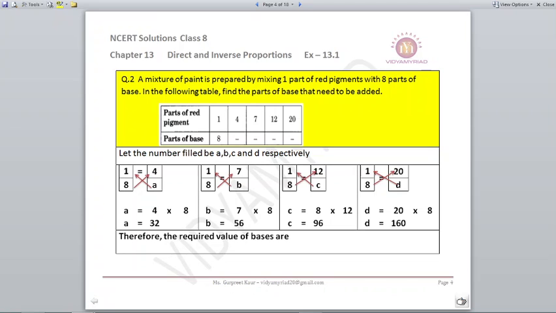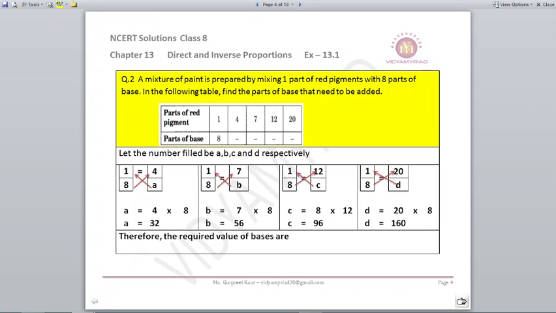So what we are going to do is, thinking that this is a direct proportion case, it means that when the pigment parts increase, the base parts will also increase. We will find all these with the help of cross multiplication by writing it in fraction form. That is, 1 upon 8 is equal to 4 upon a. Let all the blanks be a, b, c, d. So 4 upon a, when we cross multiply, a comes out to be 32.